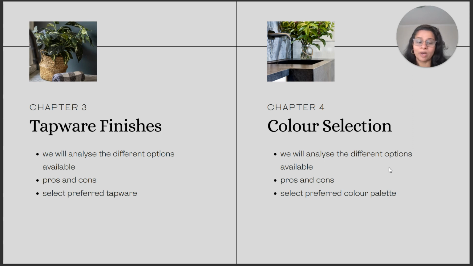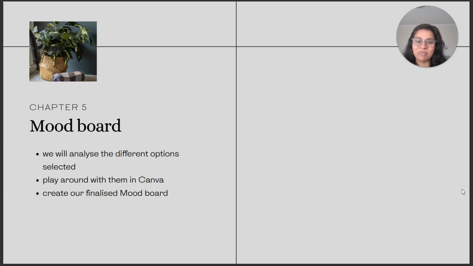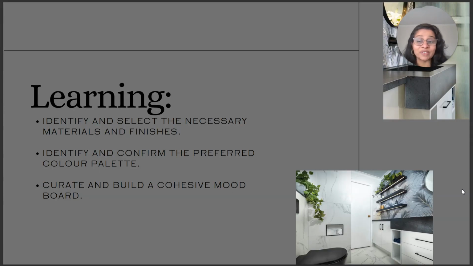Chapter 4 is all about colors. And then finally, chapter 5, we put them together and create your mood board. So by the end of it, you would have identified and selected your necessary materials and finishes. You would have selected your color palette and you would have your mood board ready.